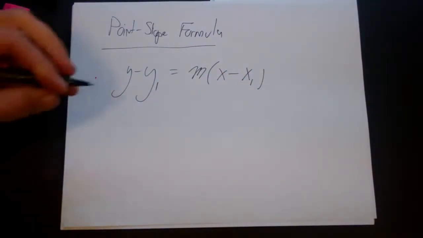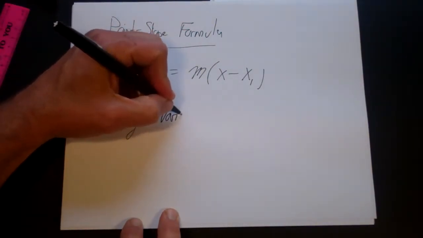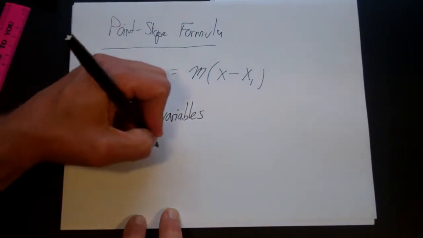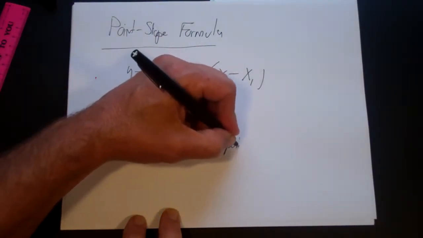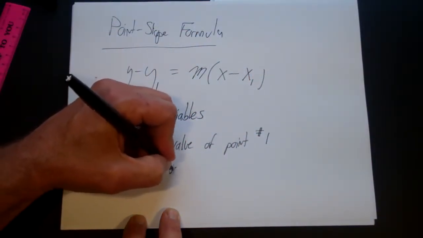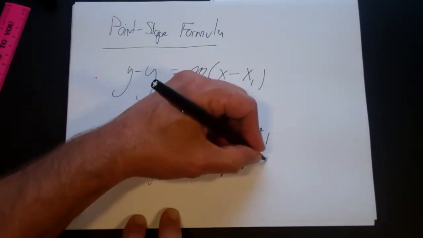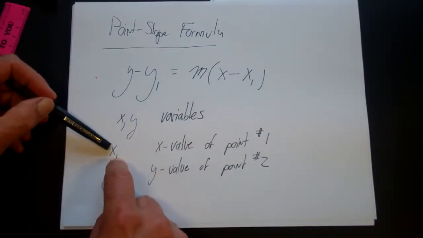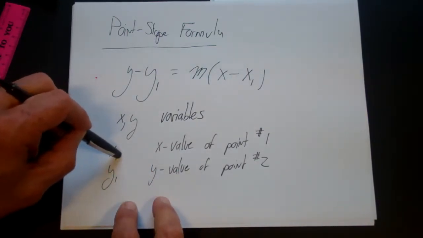Let's think about what these variables mean. X and y without the subscripts are just variables, so they can take on a variety of values. x1 is the x value of point number 1, and y1 is the y value of point number 1. And that's what the notation means. If you go x, and you have a subscript of 1 there, that subscript means this is the x value for a particular point, and the point there is x1.